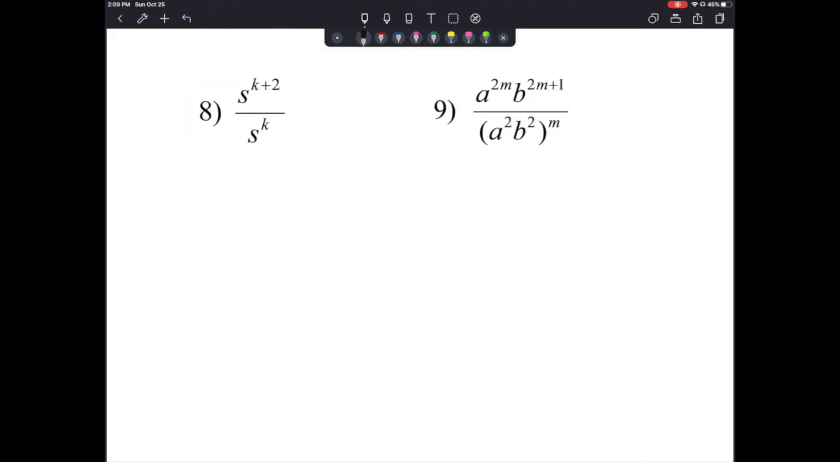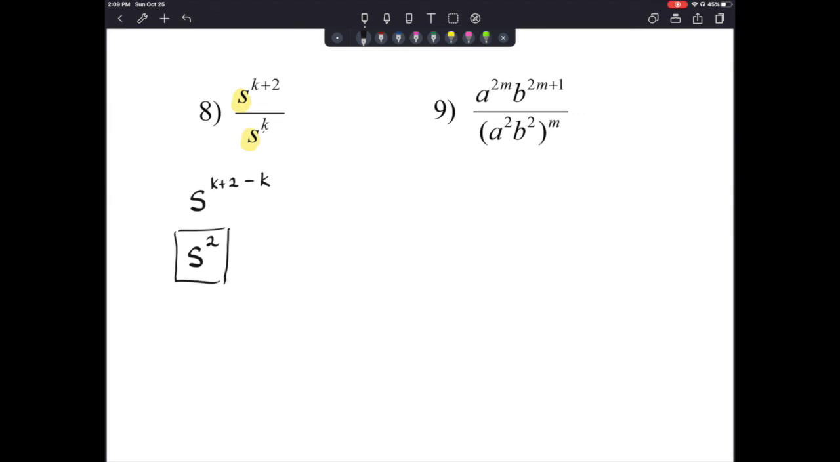Let's move on. Number 8. We have s to the power of k plus 2 divided by s to the power of k. Well, we can apply our property here where if we're dividing two numbers with the same base, we can subtract their exponents. This is the same thing as s to the power of k plus 2 minus our k at the bottom. And now we'll just simplify and get s to the power of 2. Right, k minus k gives us 0, so we're just left with s squared.